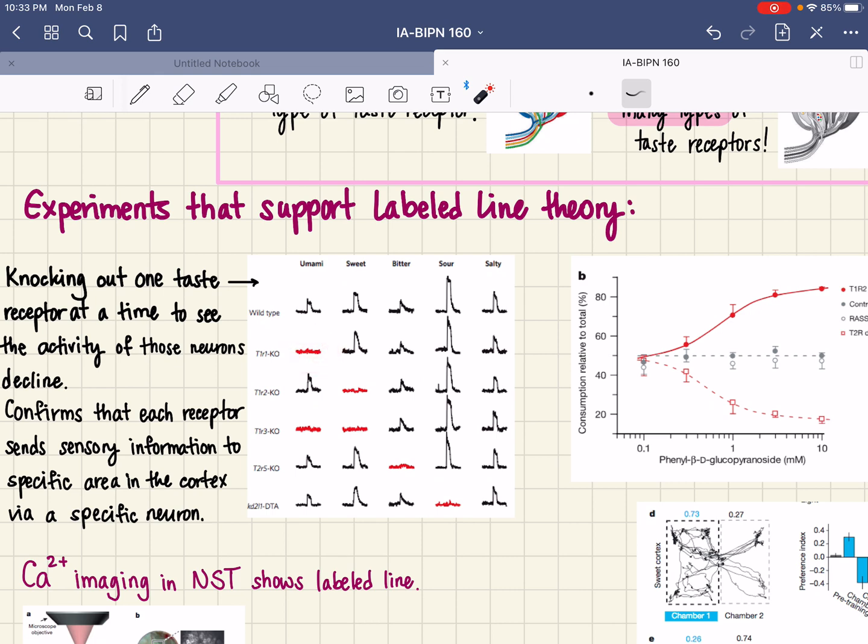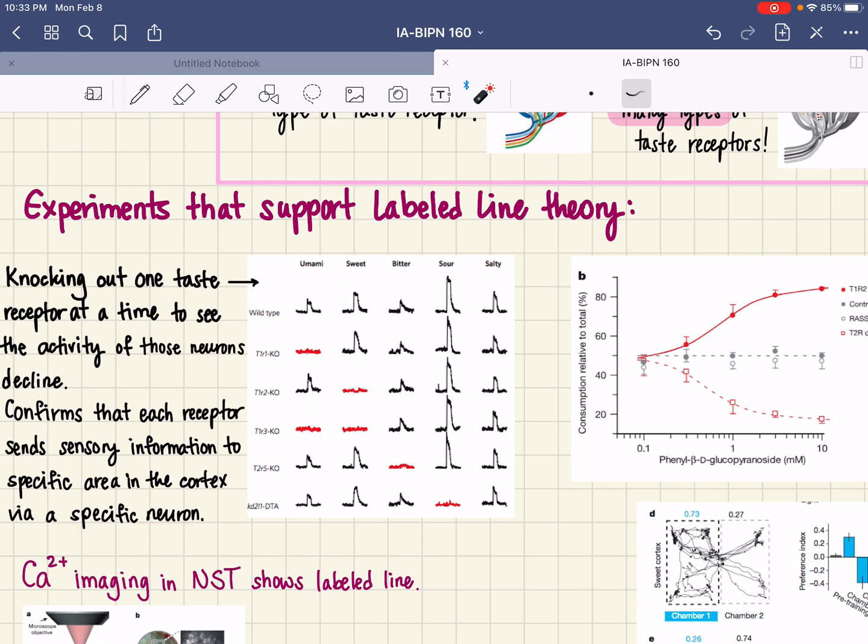And there's another, for example, in this case, for the sweet receptor: if the sweet receptor is knocked out, then only the neuron that carries that sweet sensation no longer has any neuronal activity, and every other one is still active. So I've summarized that for you here. It confirms that each receptor sends sensory information to specific areas in the cortex via a specific neuron.